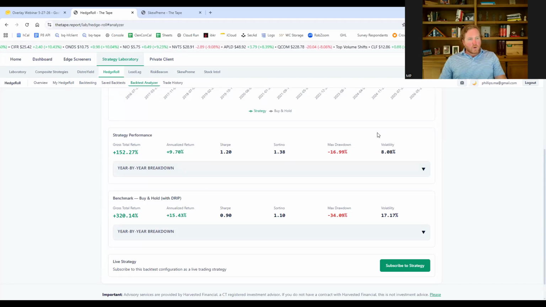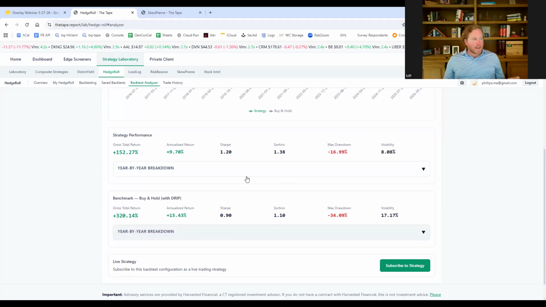But the real winner comes here because of these max drawdown numbers and volatility numbers. We're looking at max drawdowns of a little less than half and volatility of well less than half. So 8% volatility compared to 17% volatility. So while those returns aren't quite as good, the volatility is significantly less, which gives this strategy a better Sharpe ratio than just the buy and hold of the S&P.